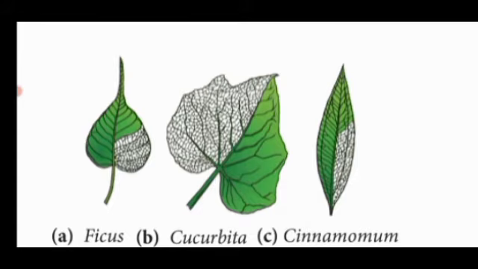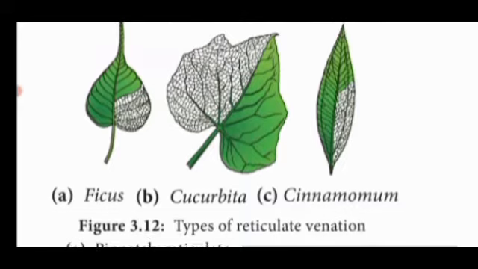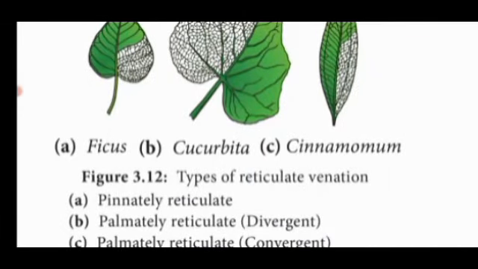In this type of venation, the leaf contains a prominent midrib at the center, from which several secondary veins arise that branch and anastomose like a network of veinlets. This type of venation is called reticulate venation. It is a common feature of dicotyledonous leaves. Reticulate venation is again classified into two types: pinnately reticulate venation and palmately reticulate venation.